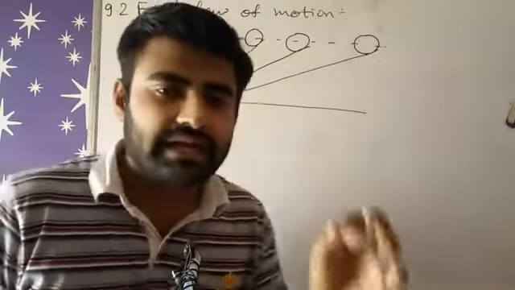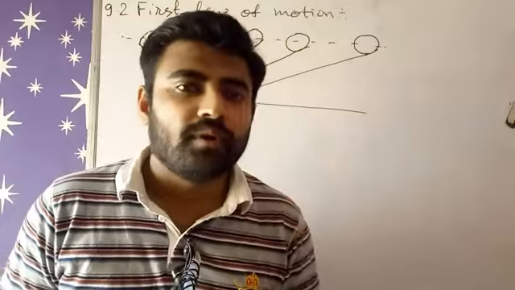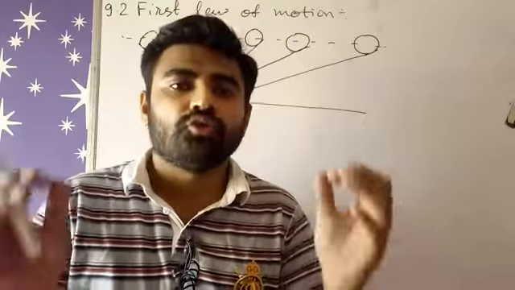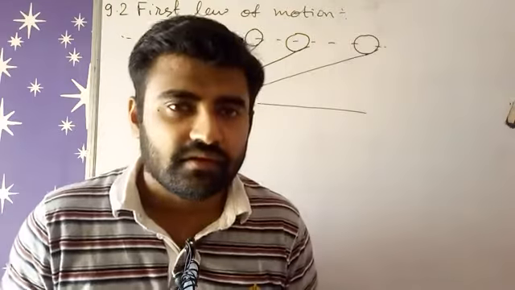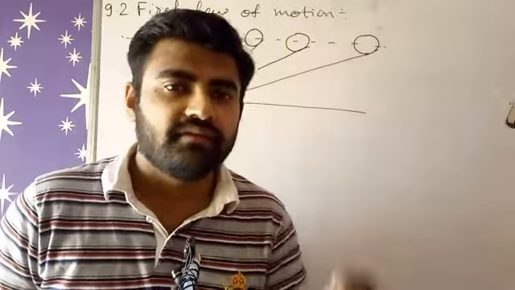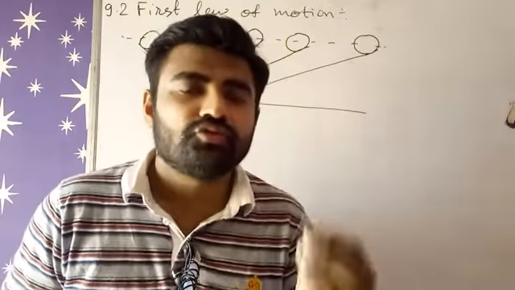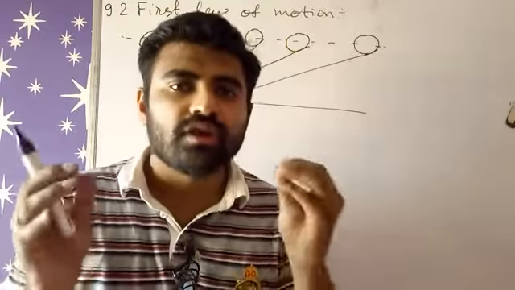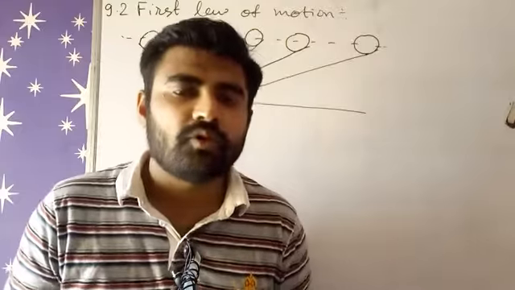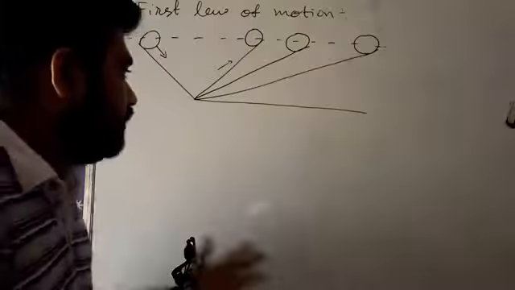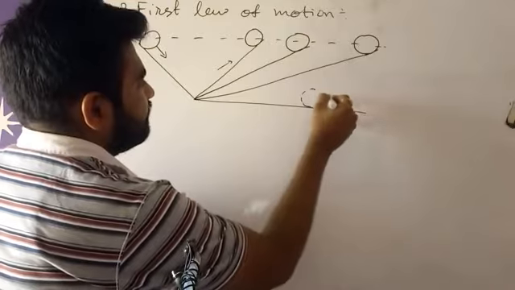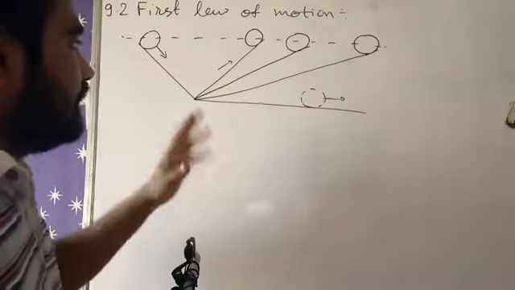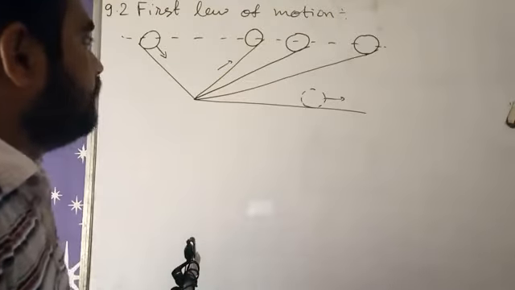The first law of motion indicates the inertia property of an object. Inertia means the object doesn't want to change its situation, its position. That is called inertia. If it is at rest, it wants to remain at rest, and if it is in motion, it wants to remain in motion. Those are the properties of inertia. Now this ball moves further and further for an infinitely long time and infinitely long distance. We have another example of this law of motion.